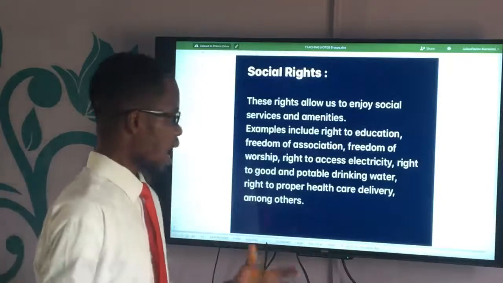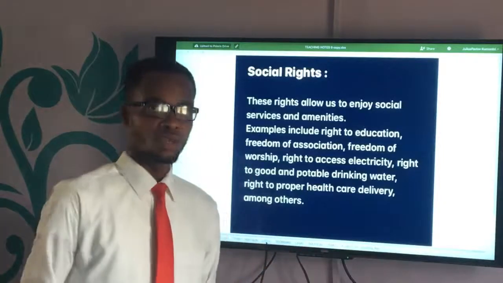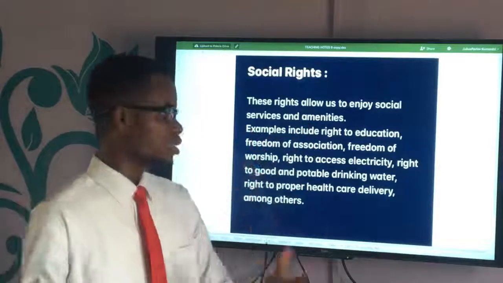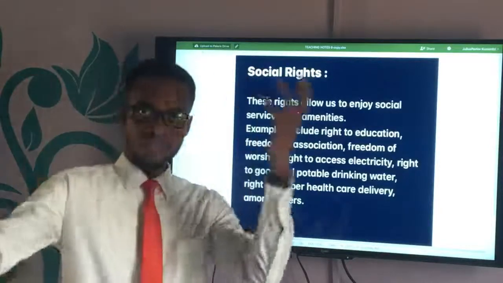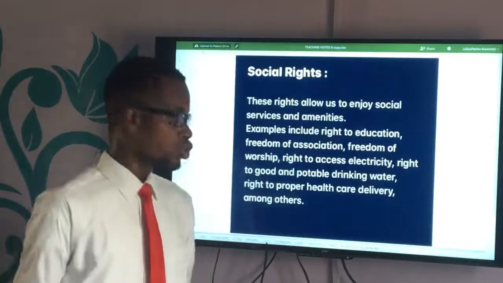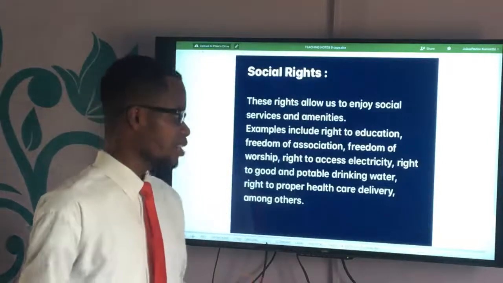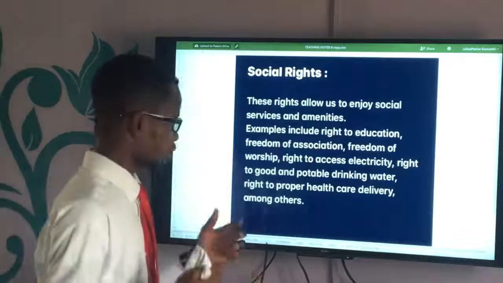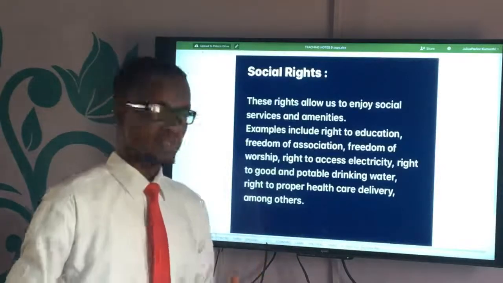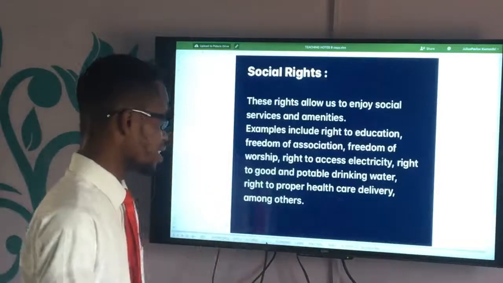Right to access electricity. So here we start talking about the social amenities. Electricity, you know that already. You have it in your various homes; government is supposed to provide those things for you. Then good and potable drinking water. Potable drinking water is also an amenity. Then you should also seek proper healthcare delivery.